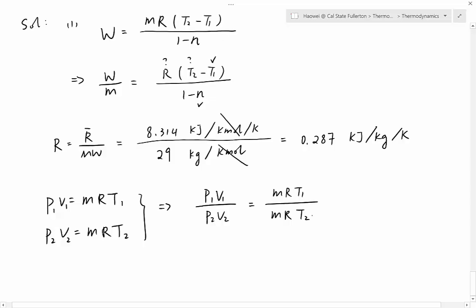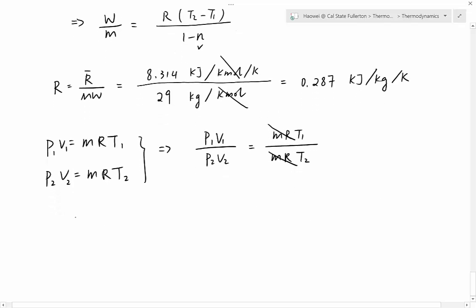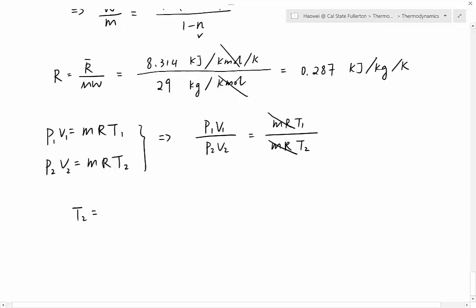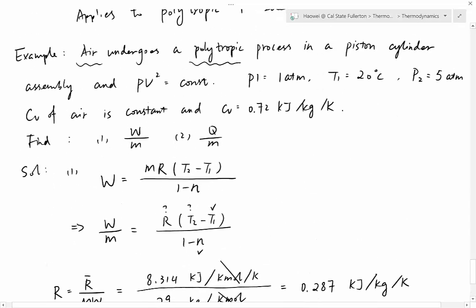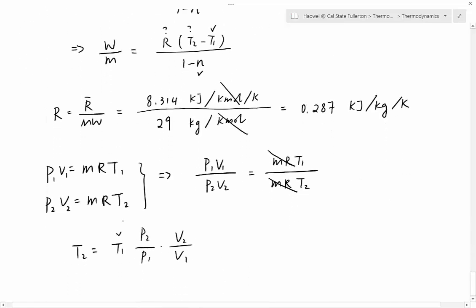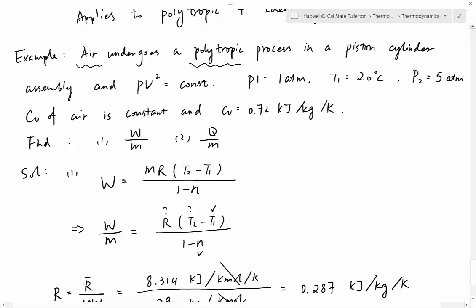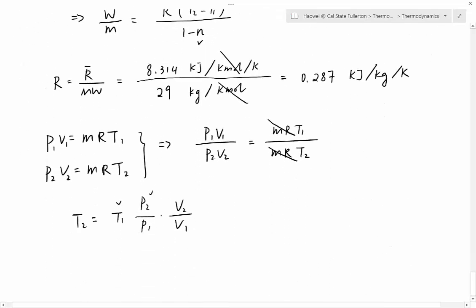Now we can easily tell that mR cancel each other. Because we're looking for T2, we move T2 to the left-hand side. From algebra, we know T2 is equal to T1 times P2 over P1 times V2 over V1. Okay, do we have P2? Do we have T1? T1 is the initial temperature. Yes, given, 20 Celsius. Do we have P1 and P2? Yes, they're both given. The only thing we don't know is V2 over V1.